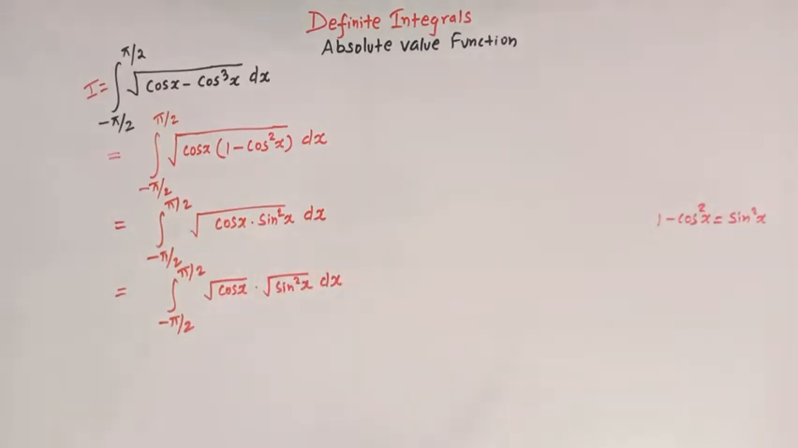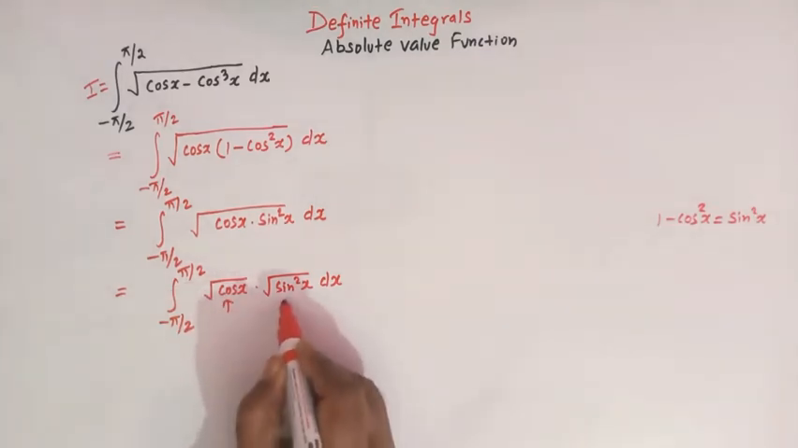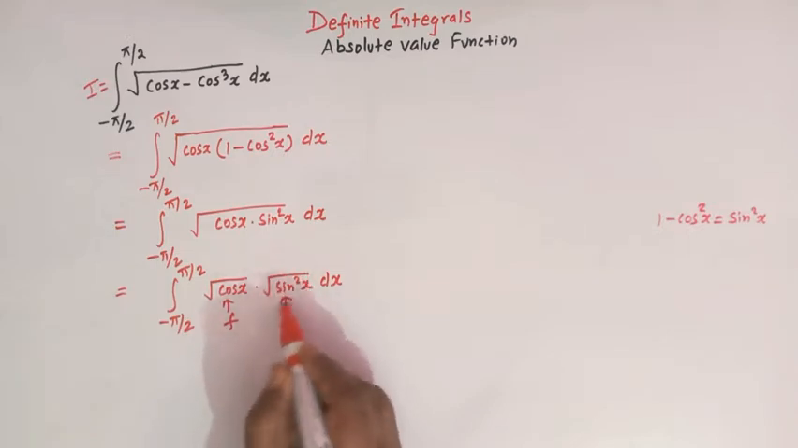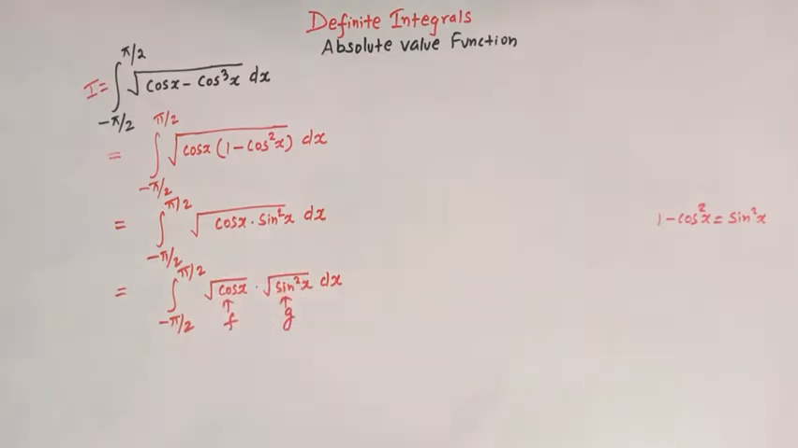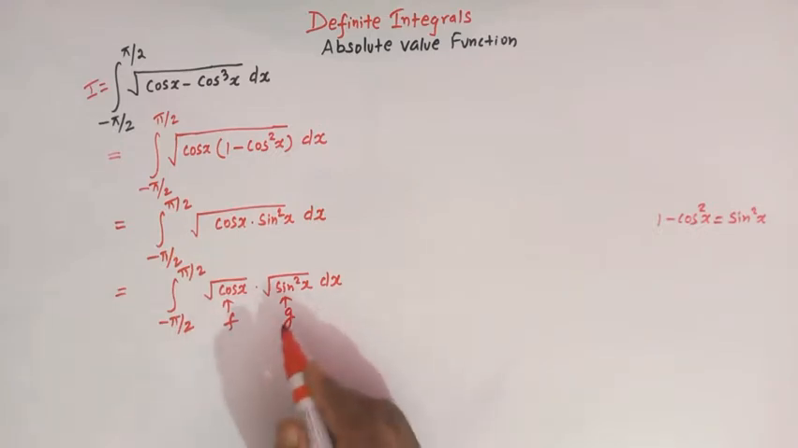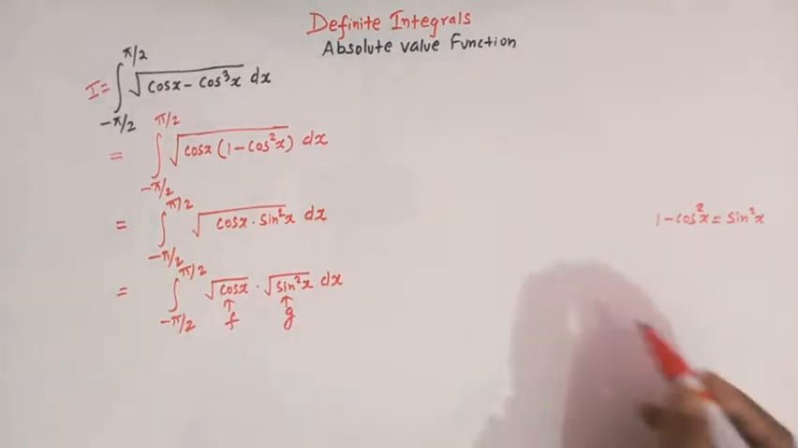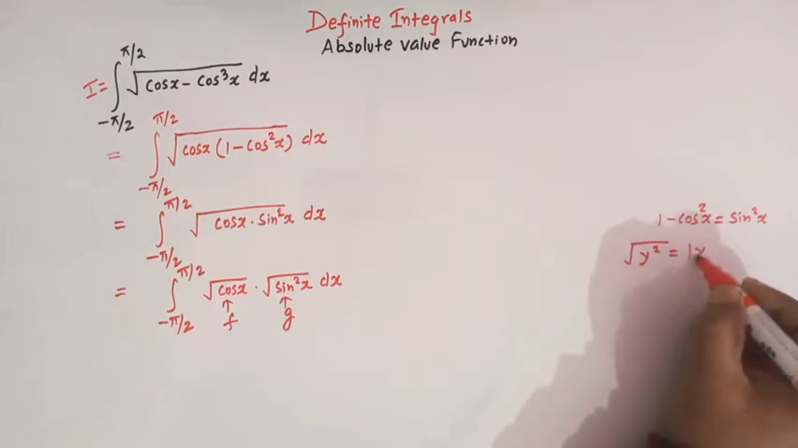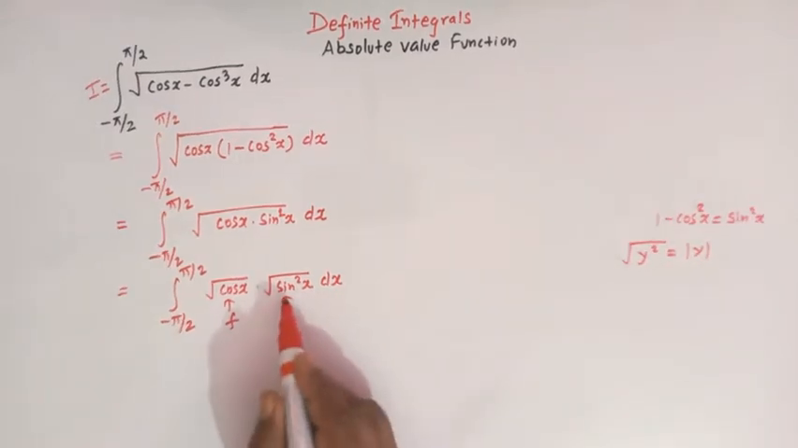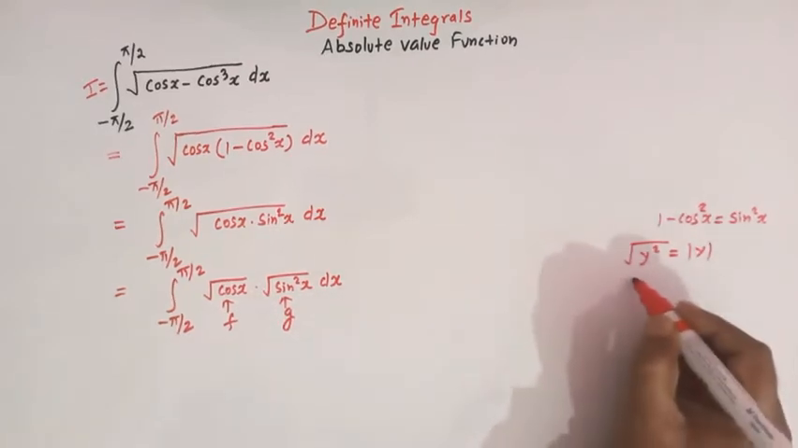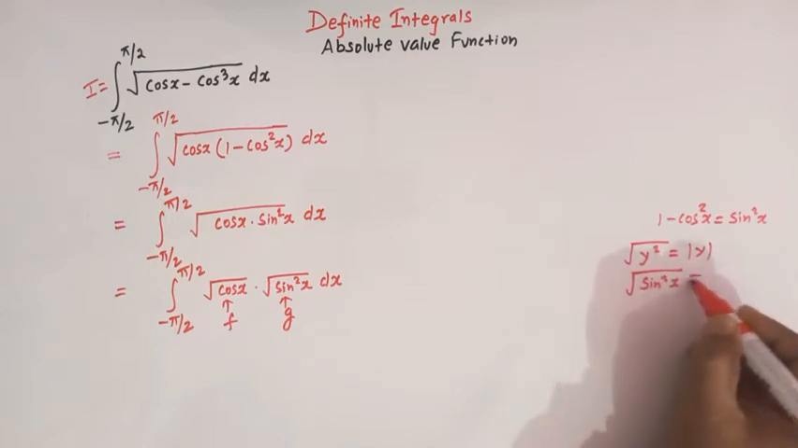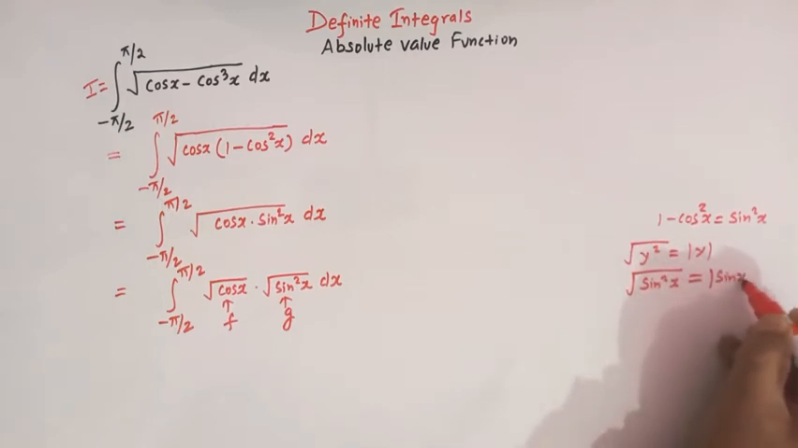So now here we see that we have two functions. Let us take this function as f, and let us take this function as g. And from the definition of absolute value function or modulus function, we know that square root of y square is equal to mod of y. And here y is sine x, so now we can write square root of sine square x as mod of sine x.